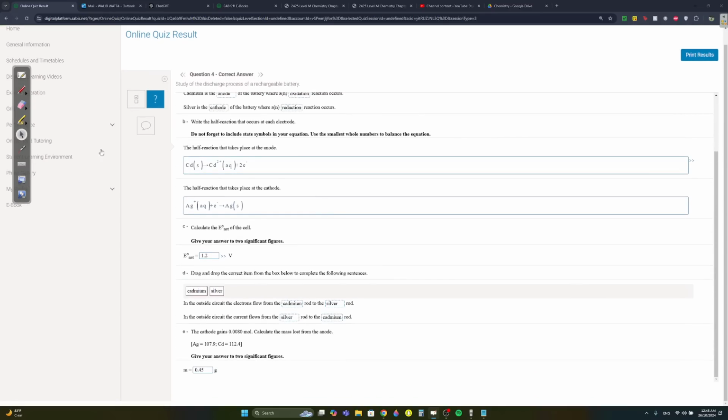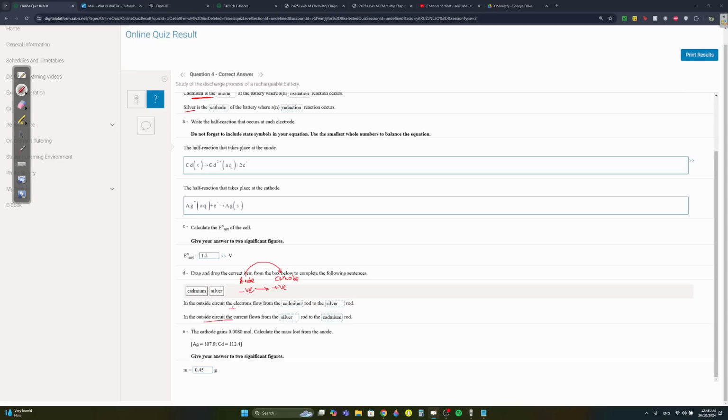Part D. In the outside circuit, the electrons flow from what to what? Electrons flow from negative to positive. Which one's negative? Negative is always anode. Which one's positive? Cathode. Anode to cathode. So we said the anode was cadmium because it was more oxidization, and we said cathode was silver because it was more reduction. So it's going to be from cadmium to silver.